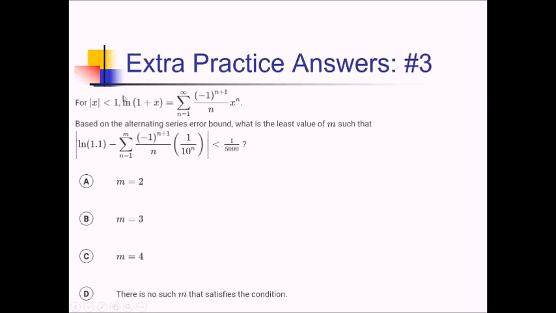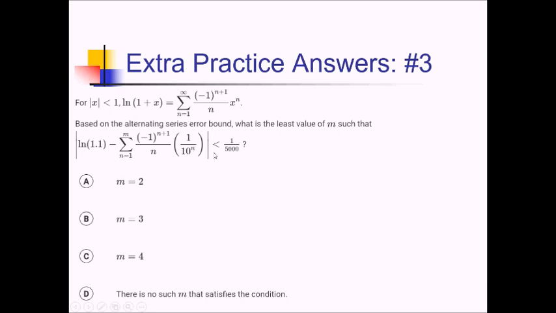For this one, for absolute value of x less than 1, we're told that ln of 1 plus x equals this series. So based on the alternating series error bound, we want to know the least value of m such that the error using a partial sum from 1 to m of approximating this ln of 1 plus 1 is less than 1/5000th.